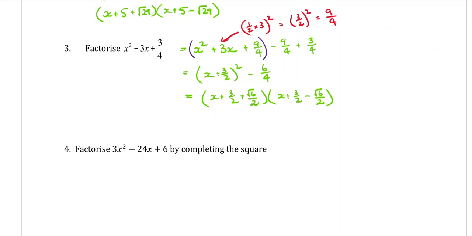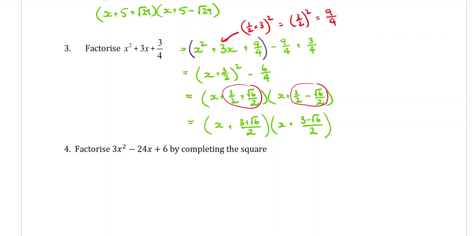Now, as an extra, you can see that these numbers in my bracket, for both of them, have a common denominator of 2. So it would be better to write this as x plus 3 plus root 6 all over 2, to push those fractions with the common denominator together. And then for the second one, it would be x plus 3 minus root 6 all over 2.